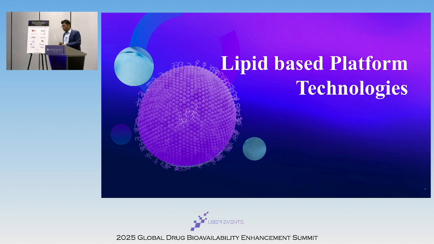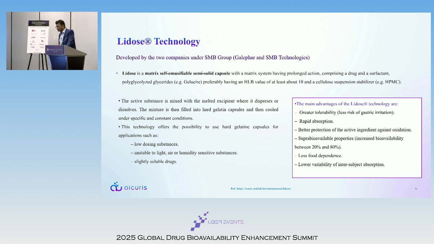And then I come to some of the platform technologies based on the lipid-based principle. The first is Lidose technology, which is developed by the SMB group. Basically, Cal4 and SMB technologies are involved. What they do is use an excipient like Gelucire, and they also have a stabilizer like cellulose. They go with the melting of this semi-solid excipient like Gelucire, and the drug is simply dispersed there, and a polymer like MCC takes part as a stabilizer in that system.